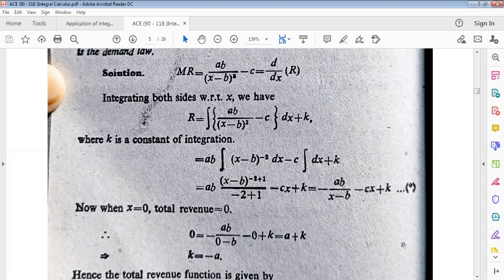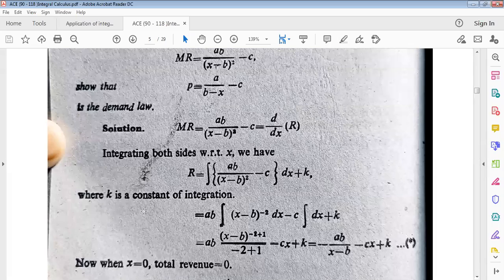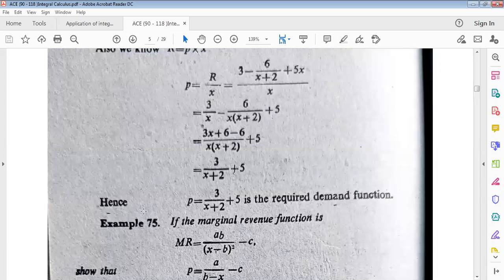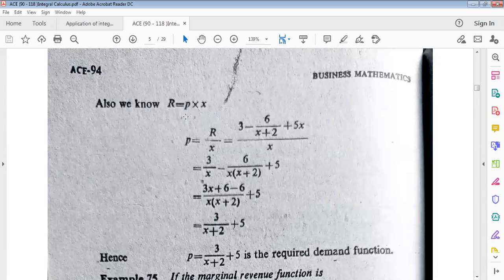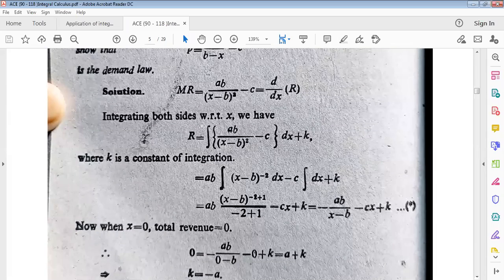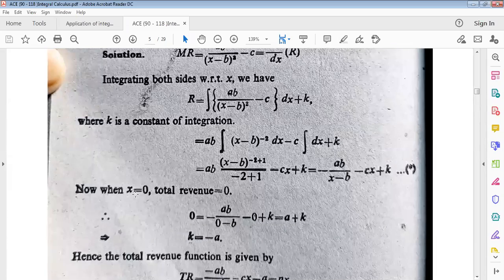You must know we have to introduce the initial condition. That means when there is no production, the number of units is 0, then revenue will be 0, because there is no production so there will be no revenue. Because revenue equals Px. If x equals 0, then r must be 0, price into 0. This is why revenue will be 0 when no units are produced. So x equals 0, then total revenue will be 0, so r equals 0.